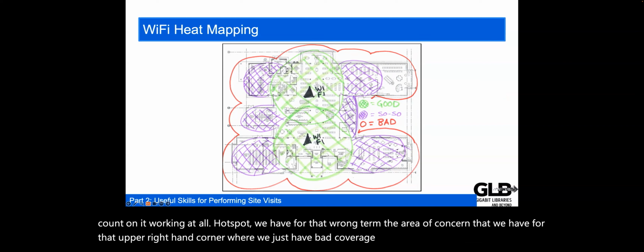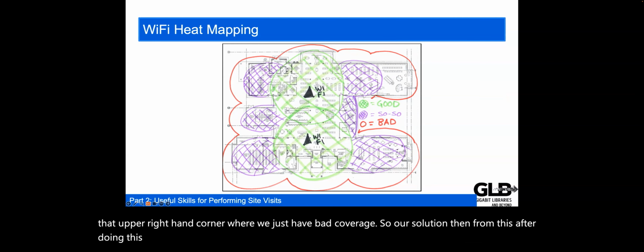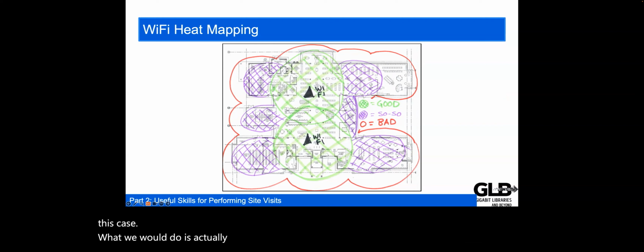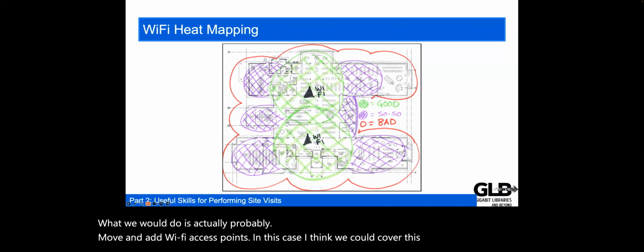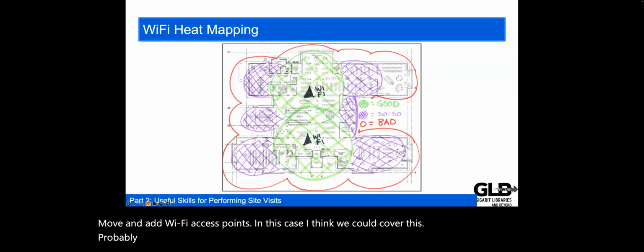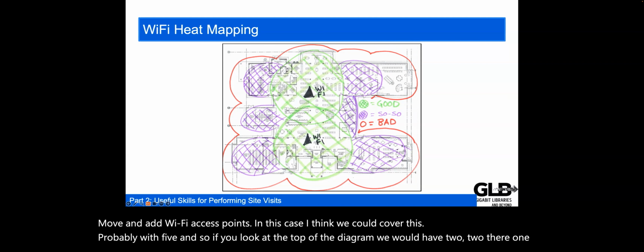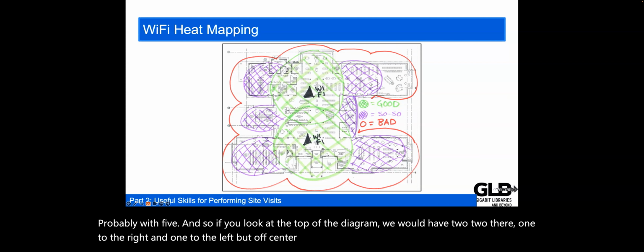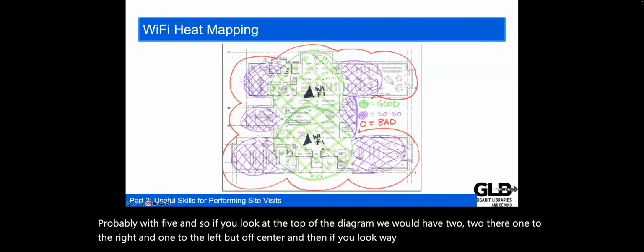So our solution from this, after doing this heat mapping, would be to expand the number of Wi-Fi access points. In this case, what we would probably do is move and add Wi-Fi access points. I think we could cover this probably with 5. If you look at the top of the diagram, we would have two there, one to the right and one to the left, but off center. And then if you look way to the bottom, we would do the same thing.